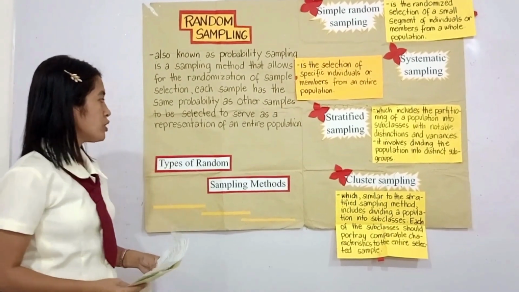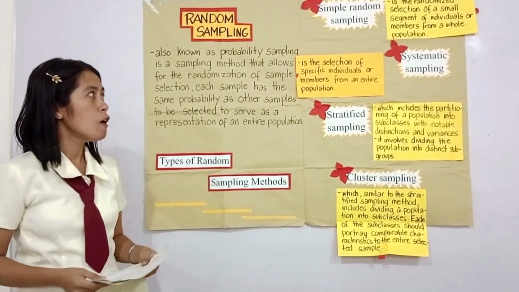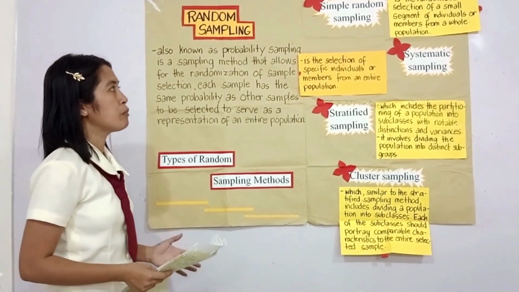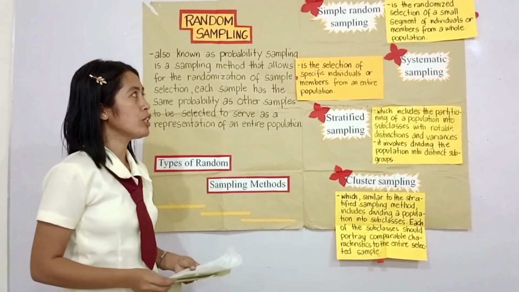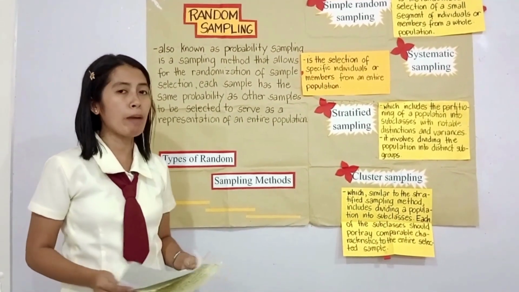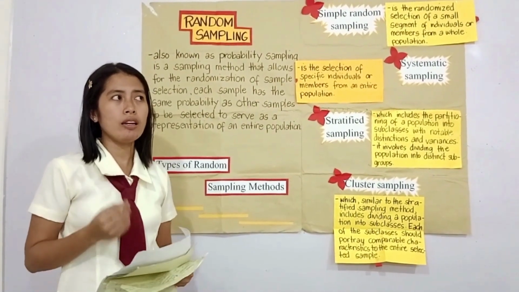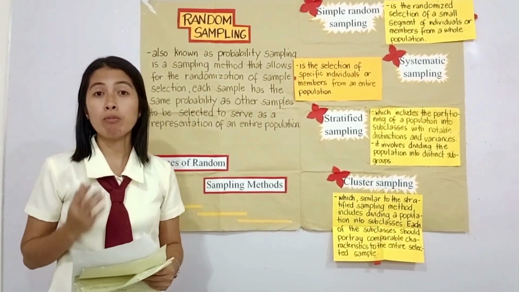For more information, there are four primary types of random sampling method. First is simple random sampling, the randomized selection of a small segment of individuals or members from a whole population. Simple random sampling is one of the most convenient sampling methods.